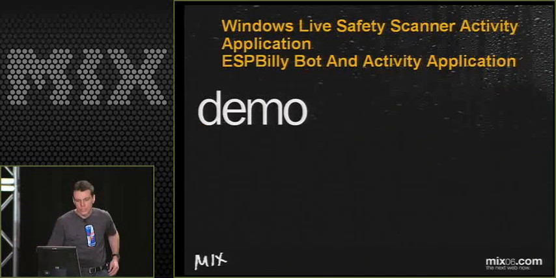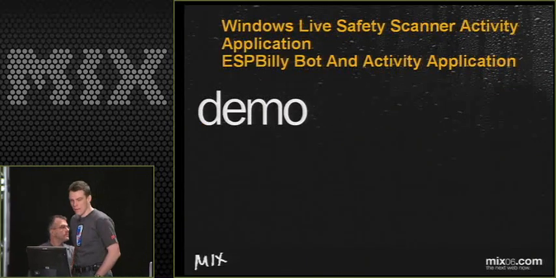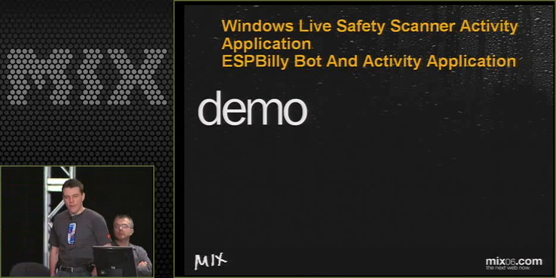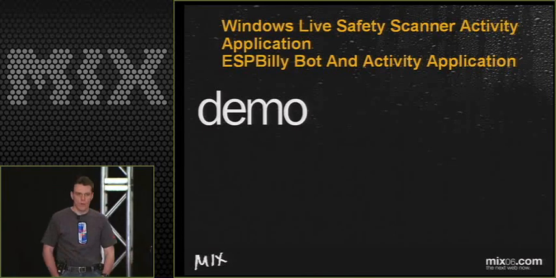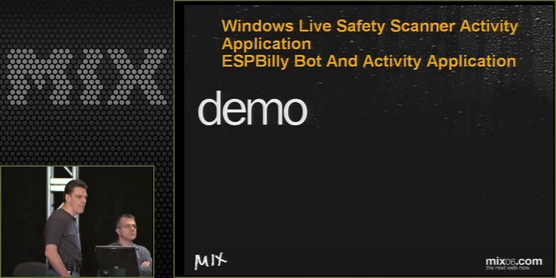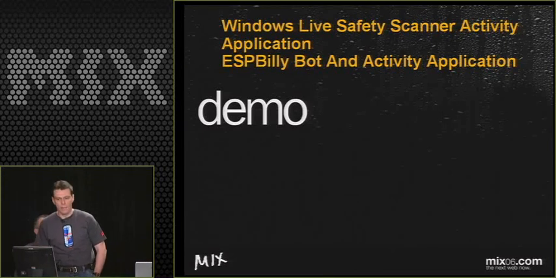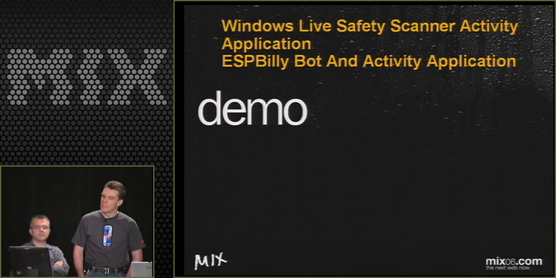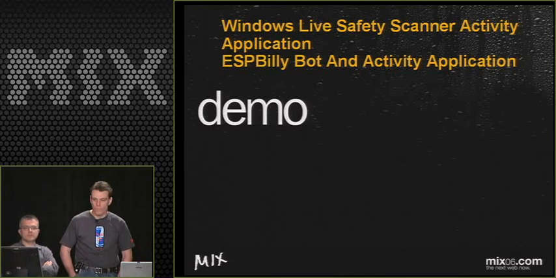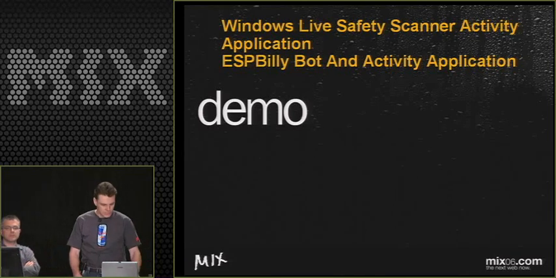So what I want to do now is show you a couple of demos. The first one is Windows Live Safety Scanner Activity Application, so once you get an idea of what an activity application looks like. And then I'm going to show you an entertainment bot, which we class as an entertainment bot, called ESP Billy, which combines both bot, the conversational aspect, as well as the activity application.